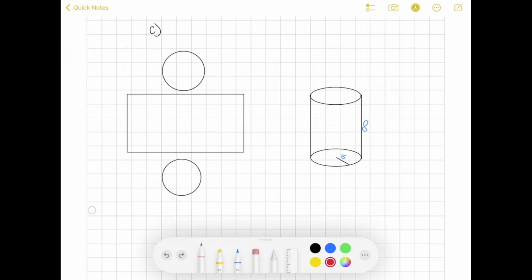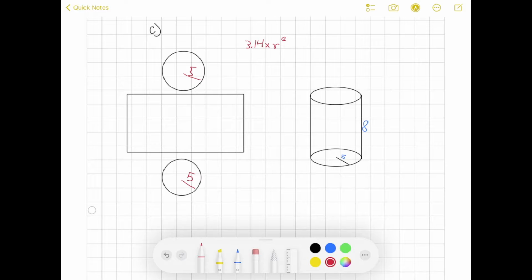In order to find the surface area, we must find the area of each of these circles and the giant rectangle and add them together, and we'll get the surface area. Now, the circles are pretty easy to find because we know that the radius for both of them is 5 centimeters, right? And we just use the circle formula, which is pi, or 3.14, times our radius squared, or 5 squared.